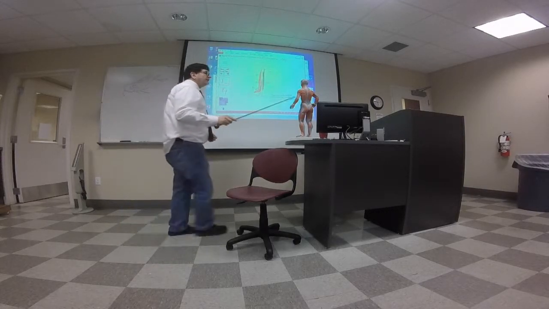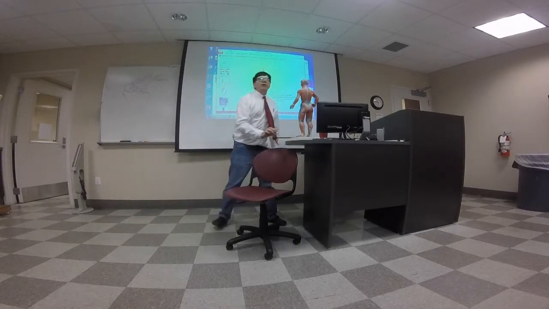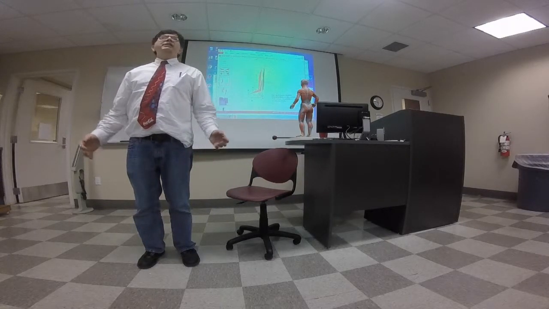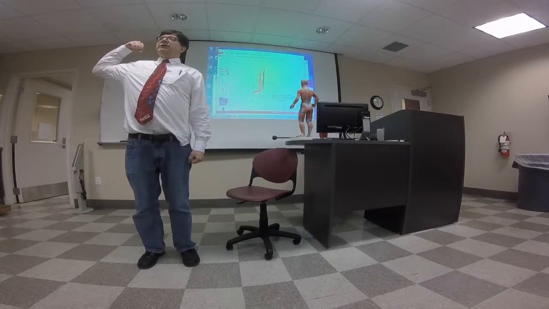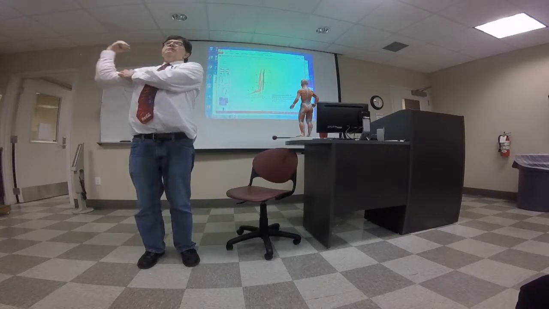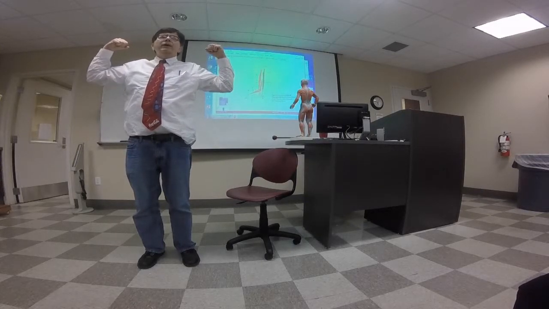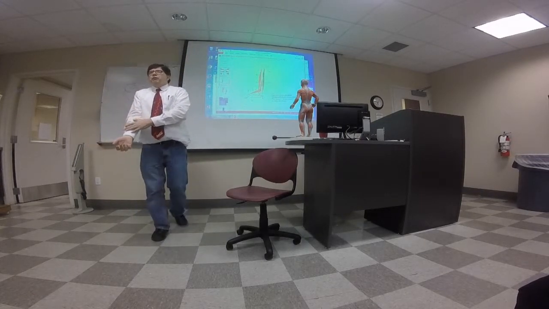The function of the biceps, this is interesting. What do you think the function of the biceps is? Flexion of the lower back. Yeah, you see every little kid doing this, right? Showing their muscles. They're trying to show their biceps contracted. So flexion of the forearm at the elbow.